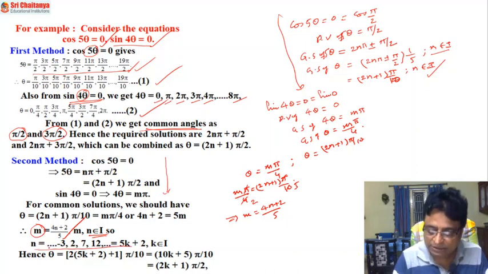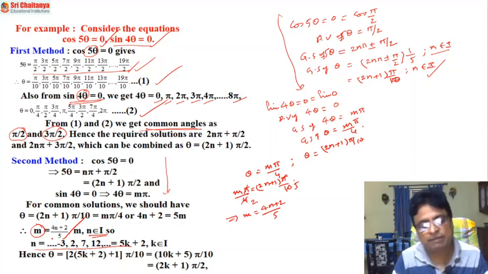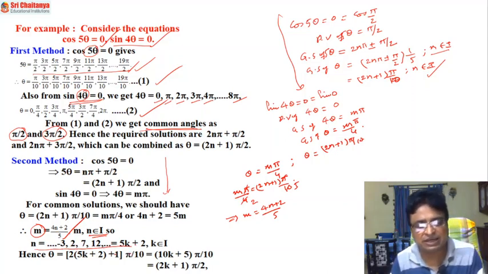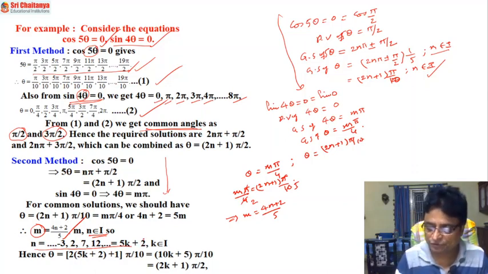That means for what value, this looks like what? A rational number. To become that rational number as an integer, the selection of n is important. So my selection of n is what? -3, 2, 7, 12, etc. It is just like in AP. So the kth term is this one, where k is an integer.